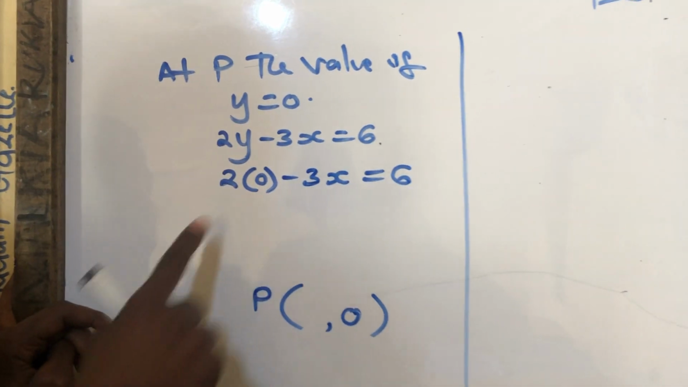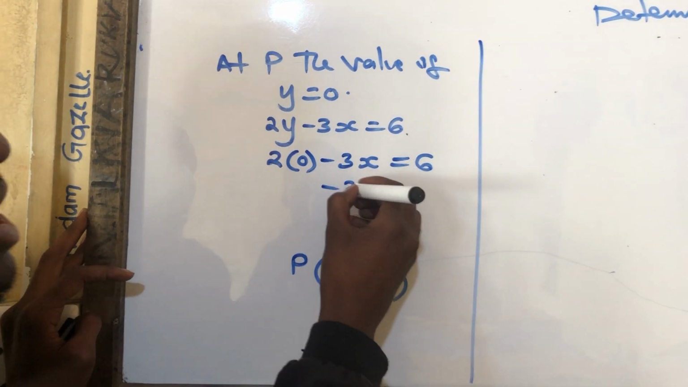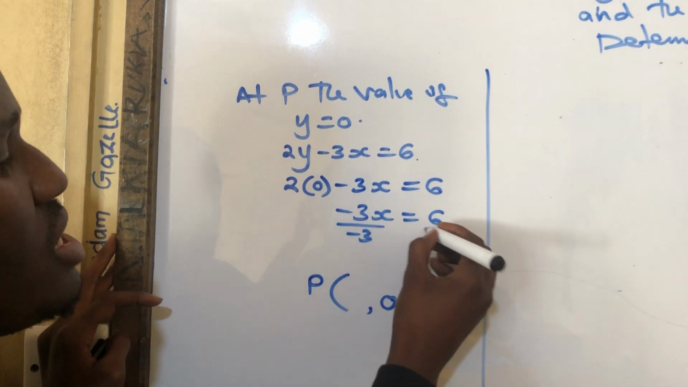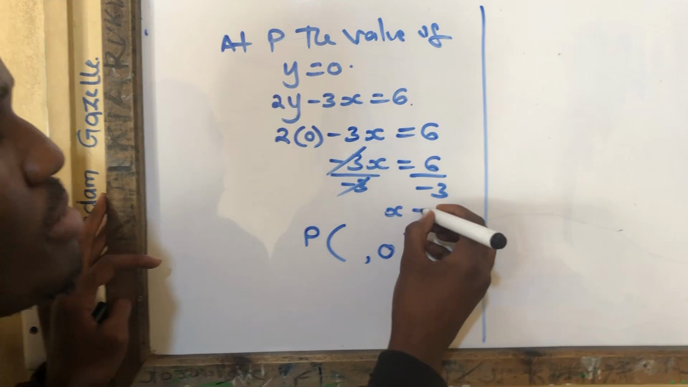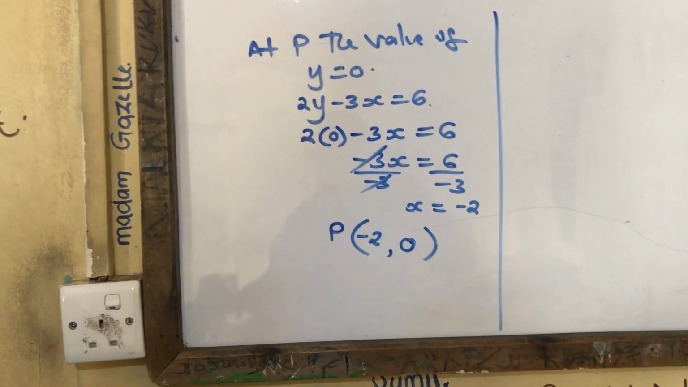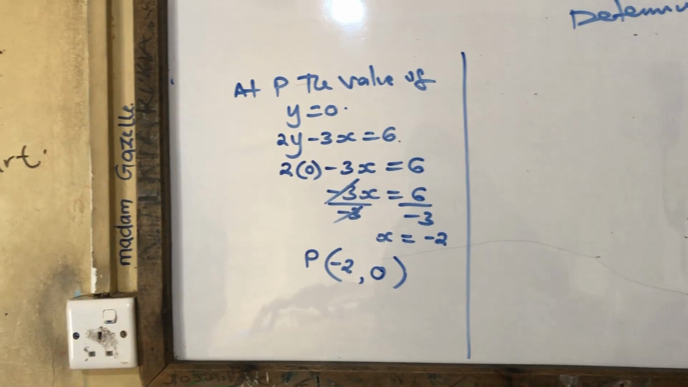What will be 2 times 0? That will give us 0. So what will we have? Negative 3x is equal to 6. Divided by negative 3, divided by negative 3. These two will cancel out. Our x will be equal to negative 2. So the coordinate of P should be (-2, 0). Which now brings us to Q.